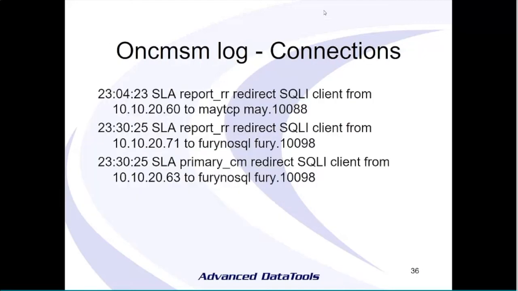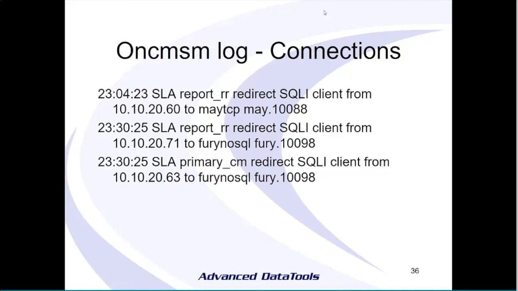And then when connections actually start coming in, so this is from the application, I'm coming in, I'm looking for the listener report RR. It's going to do a redirect. It'll say proxy if type. It's a SQL connection, so if it's DRDA, it would show you that. Where it's coming from, the IP address, and then where it's actually going. So it's coming into May TCP, and then it's actually getting redirected to May at port 10,088.